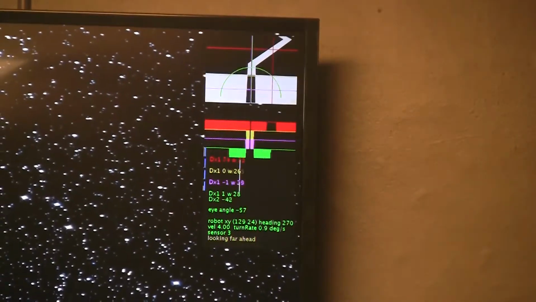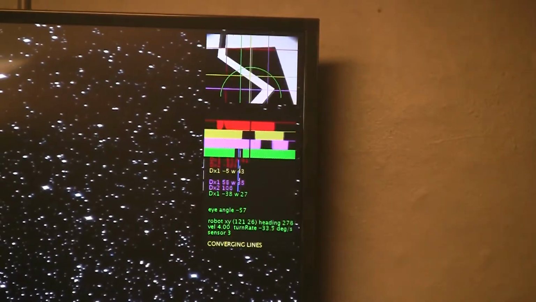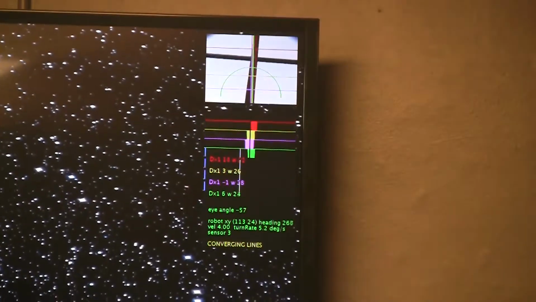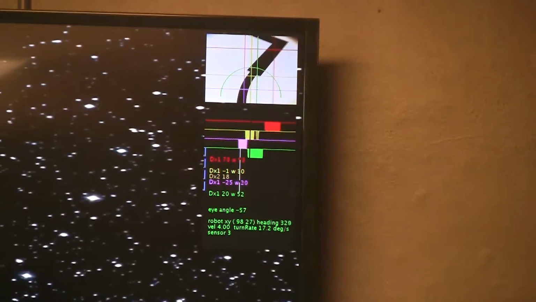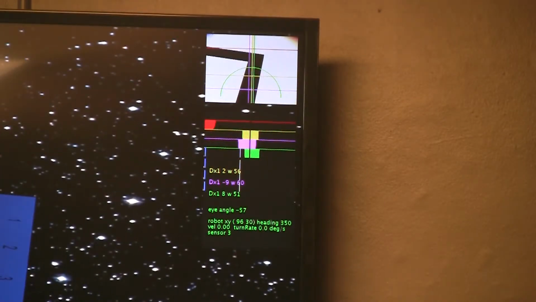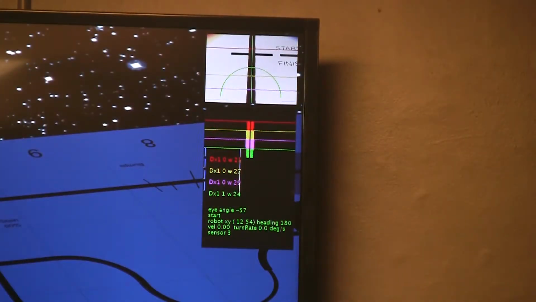Let's see if we get to a right angle. You just went through two. I should have the ability to clear all my crumbs. Wait a minute. Here's one. Oh, there you go.